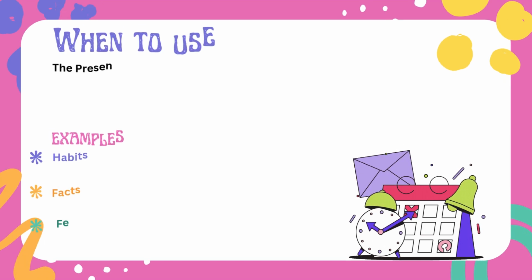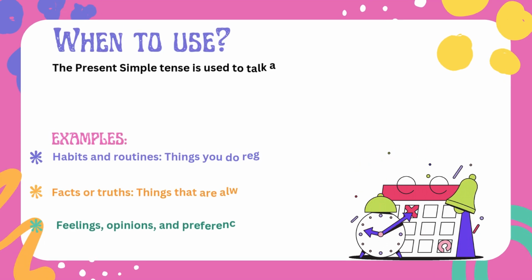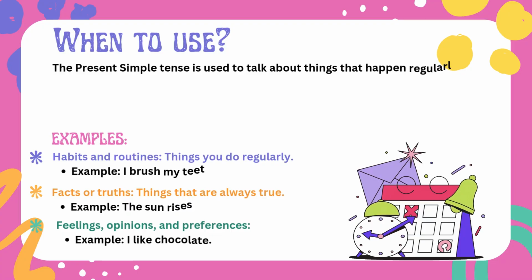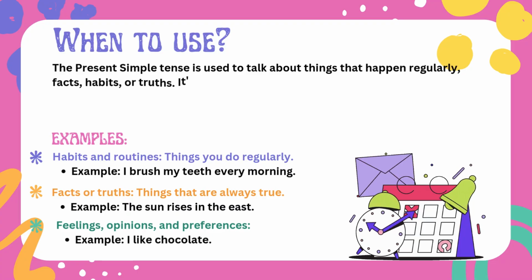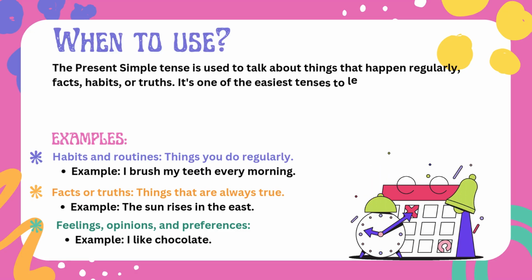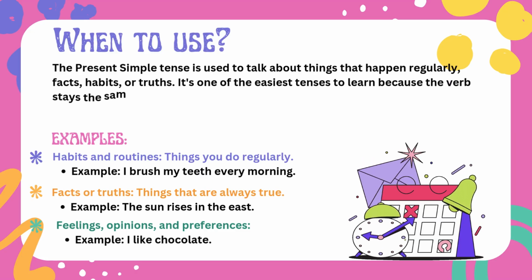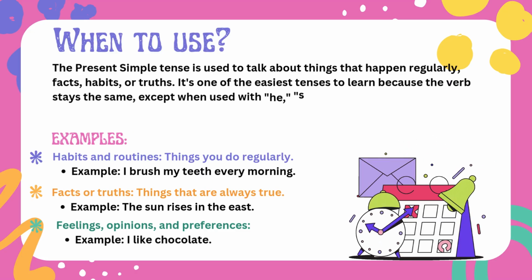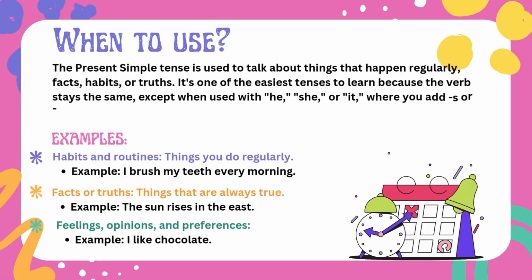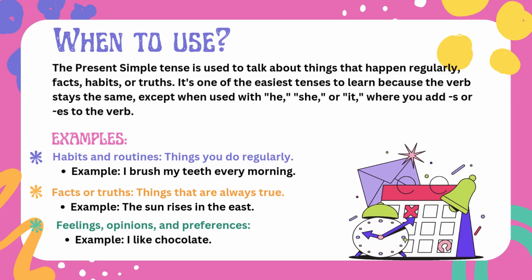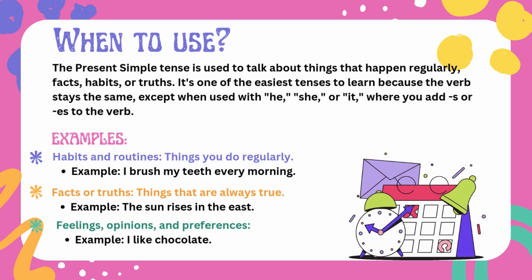The present simple tense is used to talk about things that happen regularly, facts, habits, or truths. It's one of the easiest tenses to learn because the verb stays the same, except when used with he, she, or it, where you add s or es to the verb.